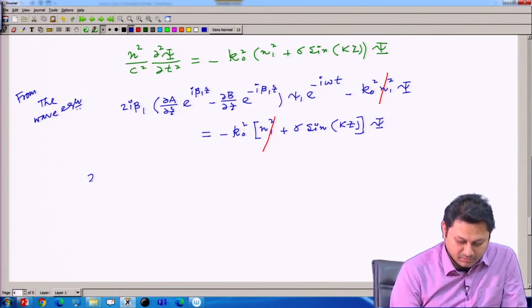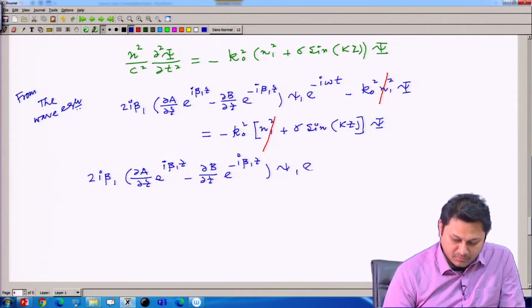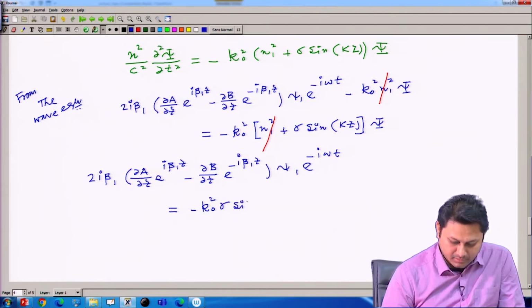2 i beta 1 and then del A del z e to the power of i beta 1 z minus del B del z e to the power of minus i beta 1 z, then psi 1 e to the power of minus i omega t as usual, and then in the right hand side I can have minus of k 0 square, then sigma, then sine of kz, and I have a big psi.